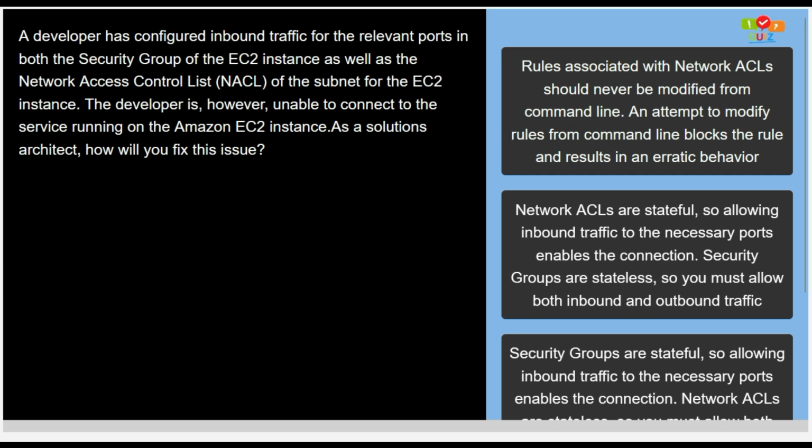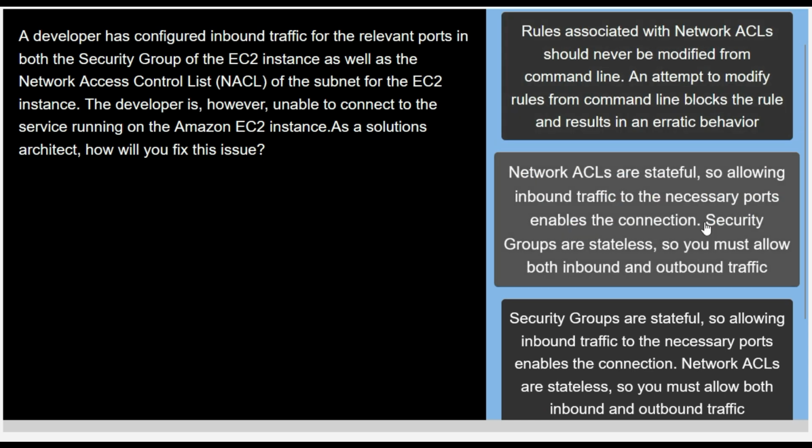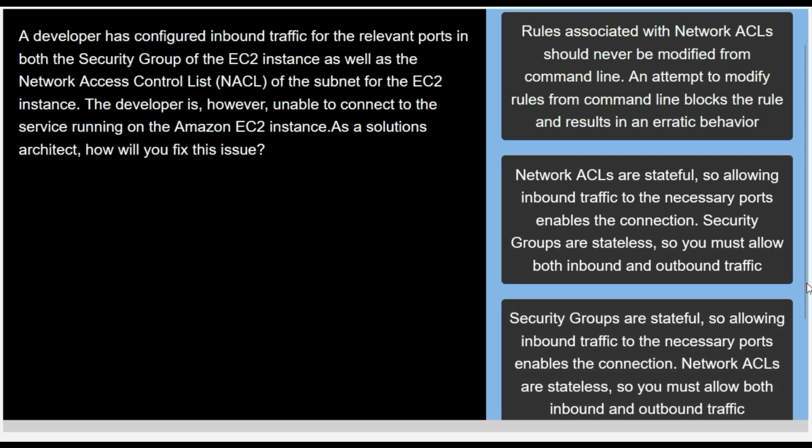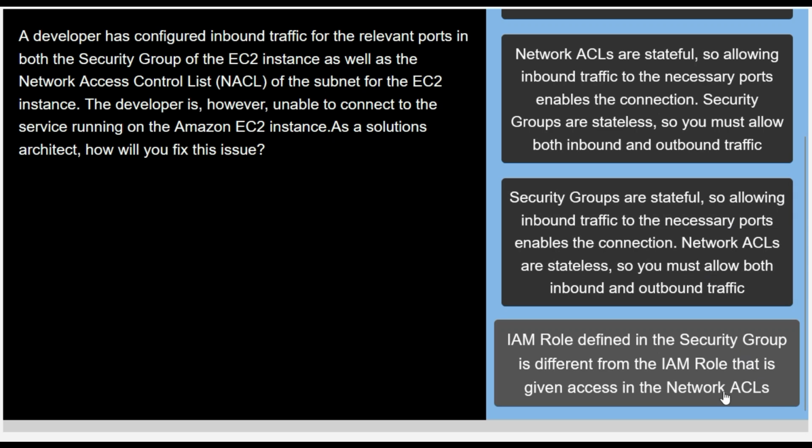A developer has configured inbound traffic for the relevant ports in both the security group of the EC2 instance as well as the network access control list of the subnet for the EC2 instance. The developer is, however, unable to connect to the service running on the Amazon EC2 instance. As a solutions architect, how will you fix this issue? Now you have 4 options again. This is your option 1. This is your option 2. This is your option 3. Okay, and lastly this is your option 4.